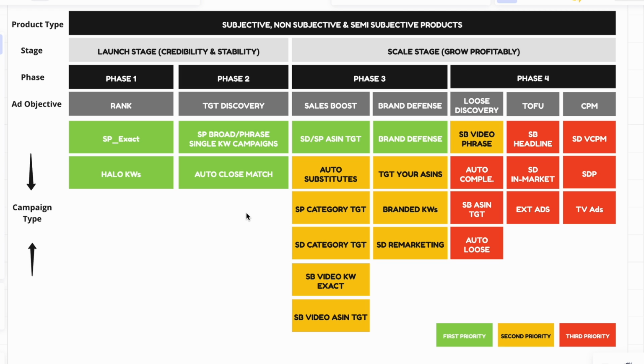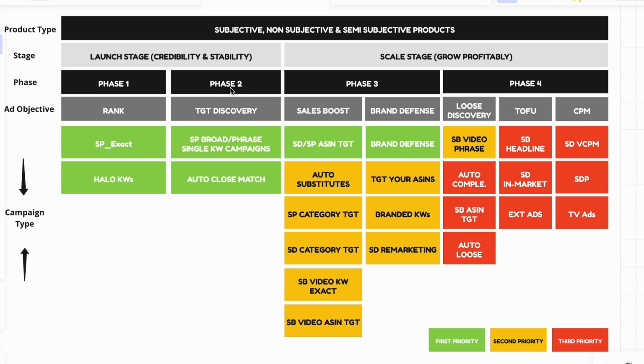Now you have exhausted all your important keywords. You have also tried to initiate a couple of discovery campaigns in order to explore and find more keywords. So in that process, now you know you're profitable, you're stable in terms of sales, you're doing really well, better than your competitors, and this is exactly where you should transition from phase 2 to phase 3. Now the moment you enter phase 3, you are in that scale stage.